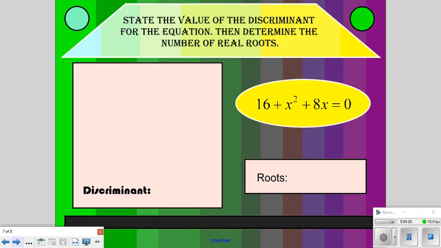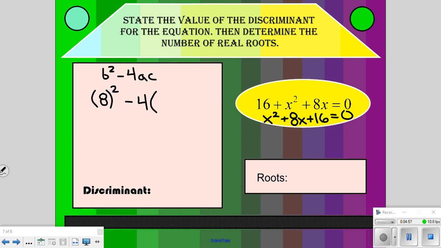This one, our a, b, and c values are mixed up, so we need to reorder them. So I'm going to rewrite this as x squared plus 8x plus 16 equals 0. So once again, I'm going to use the discriminant formula, which is b squared minus 4ac. And I will then say 8 squared minus 4 times my a value, which is 1, times my c value, which is 16.